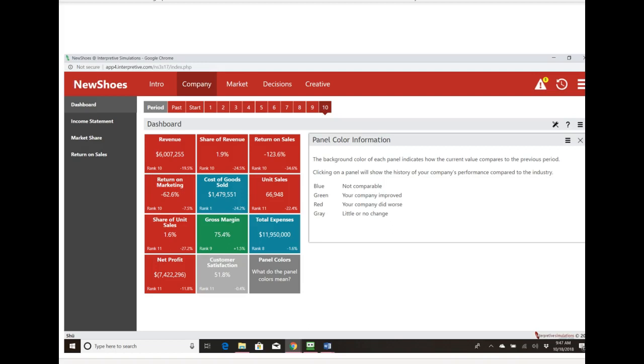Because you may be wondering during the analysis, well, back in period 4, my revenue was in the green, and now here we are in period 10 and it's in the red. What different changes or decisions that I made could have possibly impacted me going from green, meaning that I was doing great and improving, to red, which means I'm doing worse? So I wanted to bring that to your attention.